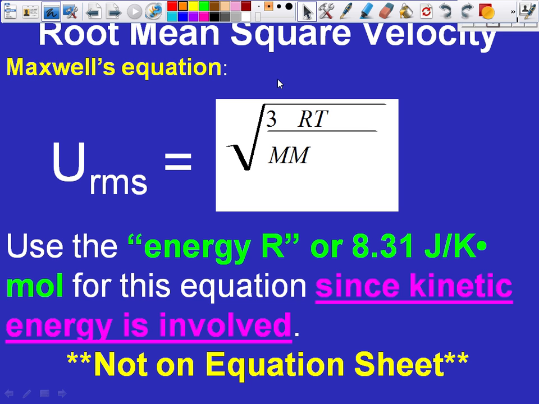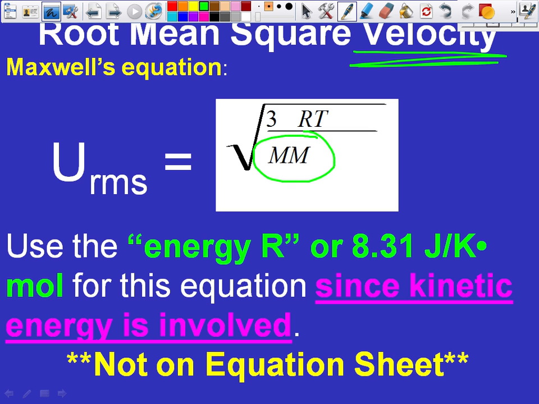The root mean square velocity. This is a formula that, again, I do not have the formula sheet in front of me. I do not know if it is on the test any longer. However, I do want to cover it and show you what it means. Basically, you can find out the velocity of a particle if you know its molar mass, based on this formula. Again, root mean square velocity. You can determine how fast it's going by this formula.